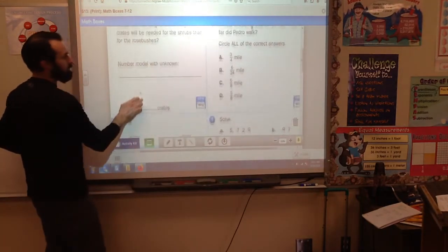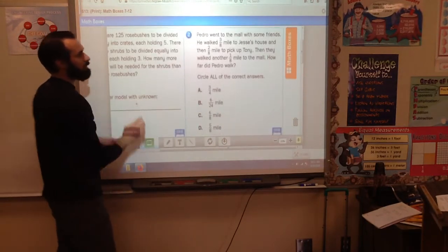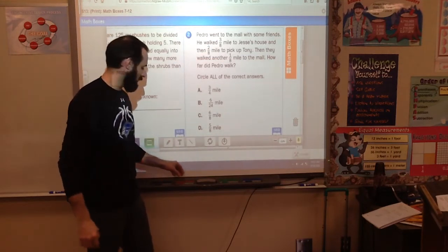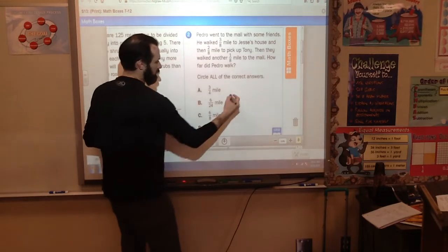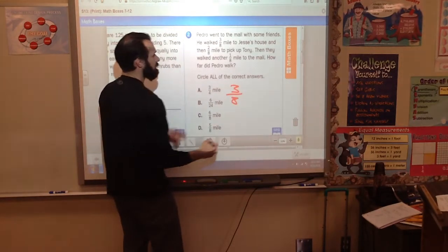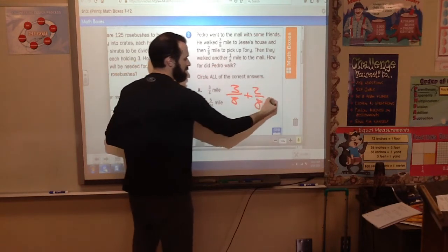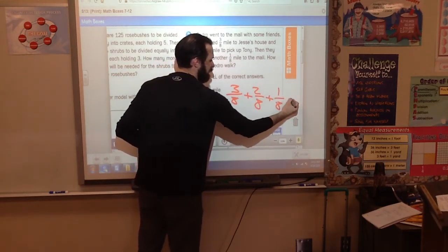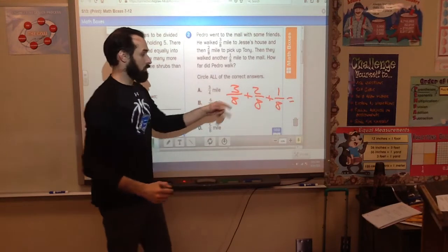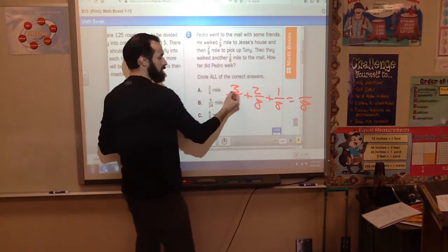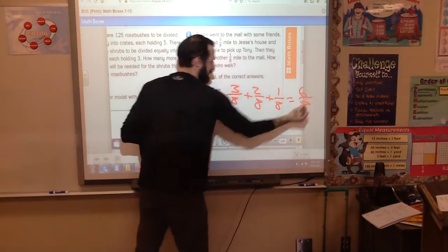Alright, moving on to this one. Pedro went to the mall with some friends. He walked 3/8 of a mile to Jesse's house. So 3/8. Another 2/8 to pick up Tony. And then another 1/8 to get to the mall. So we're going to have 8ths as our denominator because your denominator doesn't change. 3 plus 2 is 5, plus 1 is 6.